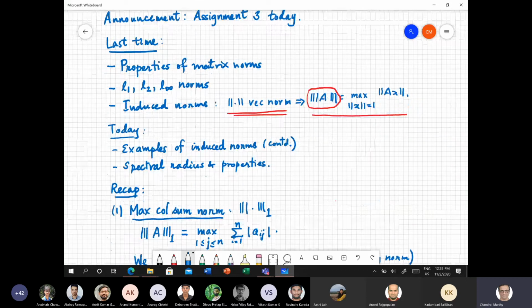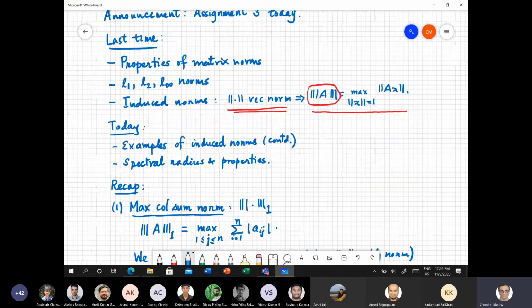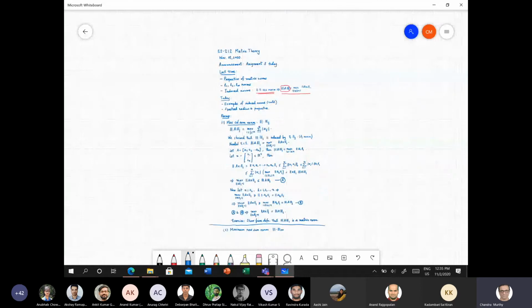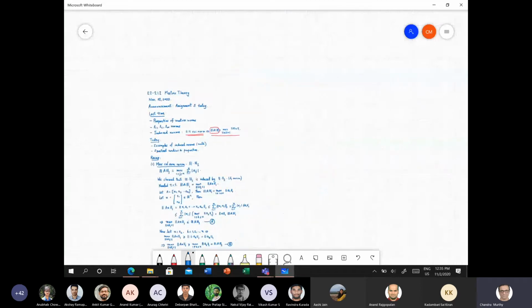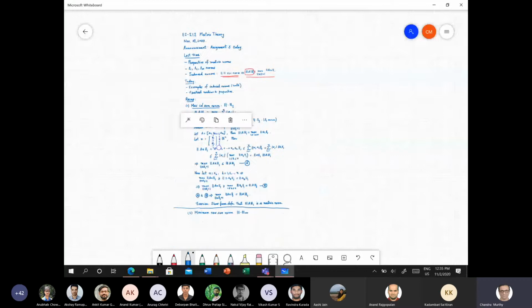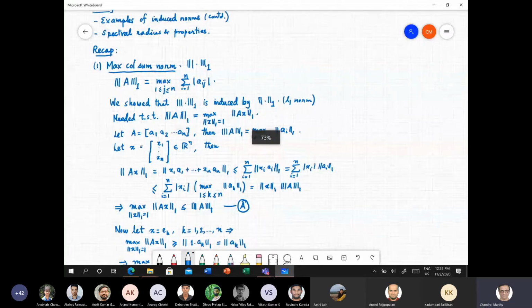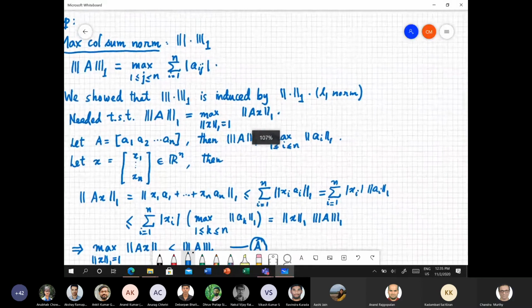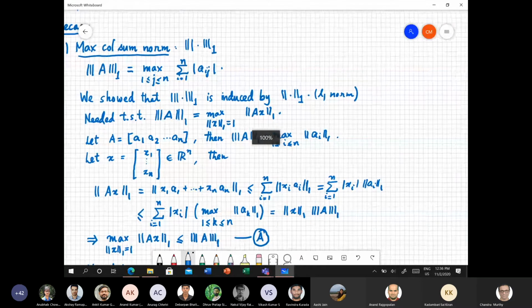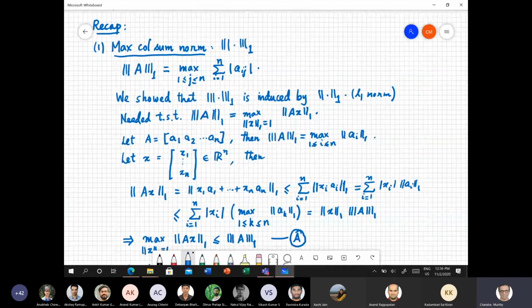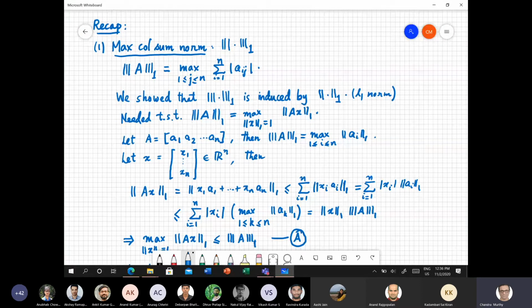Okay. So just to recap what we discussed at the very end of the previous class, we were discussing induced norms, and we particularly discussed this maximum column sum norm. This is what I'm writing with 3 bars and a 1 next to it. And this is defined as the maximum column norm among all the columns in the matrix A.